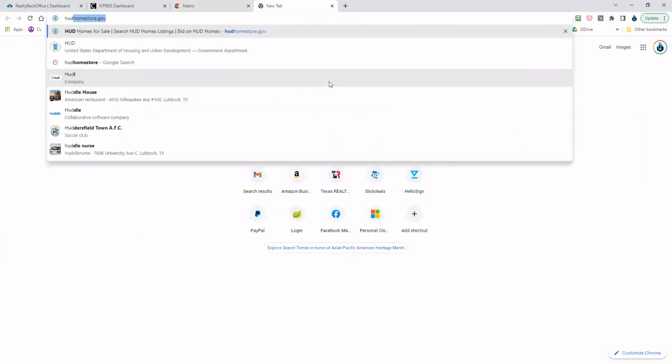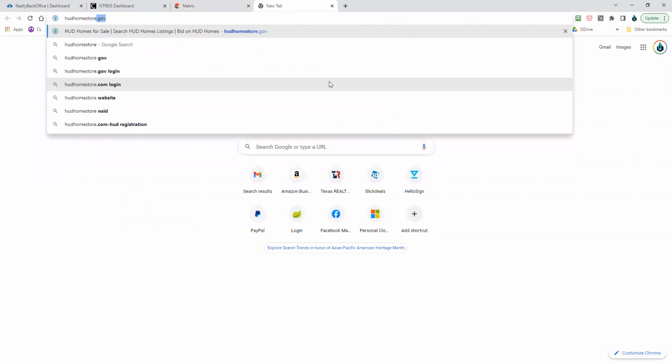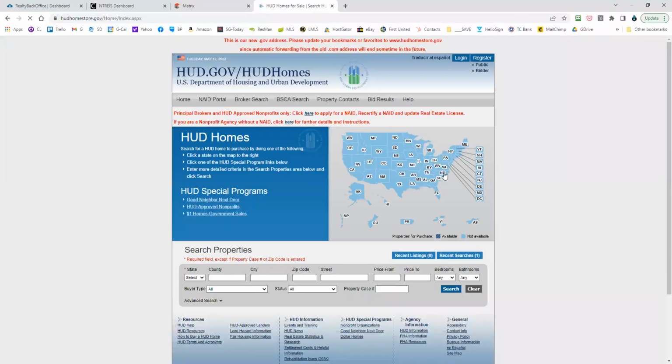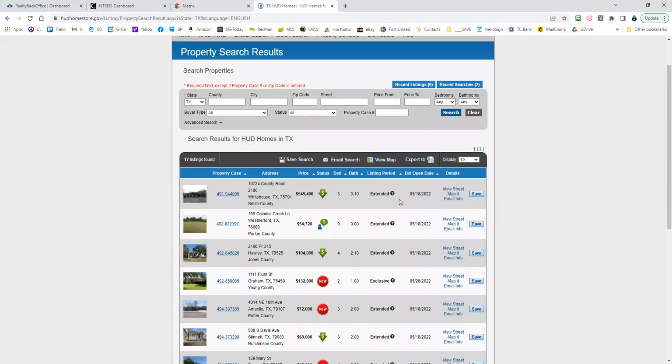One more place you can start looking at is HUDhomestore.gov, and this is basically HUD foreclosures. You have to be a HUD broker to submit offers, or be with a HUD broker. And we are HUD approved. You can search here and we can put offers in for your clients. This was empty 6 months ago. Now there's 17 listings. This is a conversation for another day, because there's a lot of rules around who can buy those.